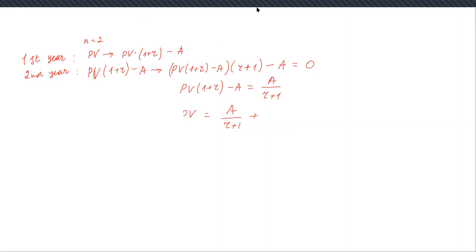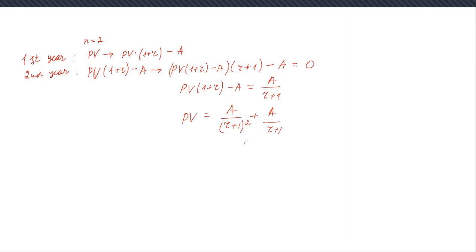If A moves to the right side, it will be plus A. And after that, we divide it by this bracket. This is the same, yes? Understand? But this divided by this, it will be this to the square. So like this and this. Yes, that's all. Thank you.